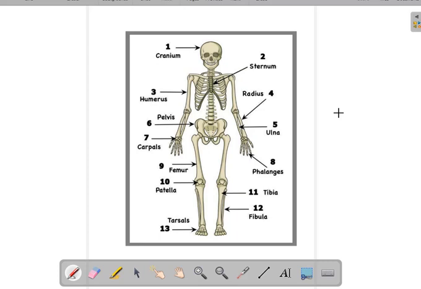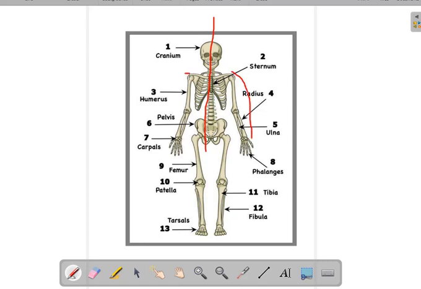The skeleton of the human body provides its framework, allows movement, protects the vital organs, forms blood cells, and stores calcium and phosphorus. It is formed from the axial skeleton and the appendicular skeleton.